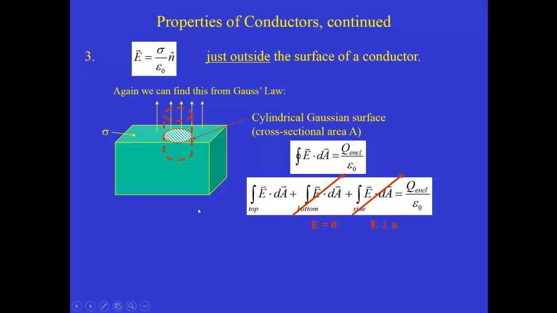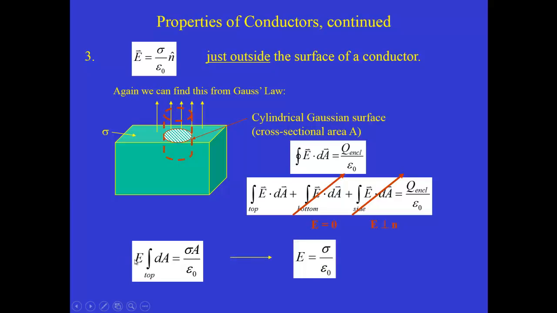So E dot dA is then zero, leaving only the flux integral for the top surface. As long as that top surface is parallel to the surface of the conductor, we can expect that the electric field is parallel to dA and that the electric field is uniform on that top surface. So E dot dA becomes E times dA, and then the E comes outside the integral because that field is uniform.